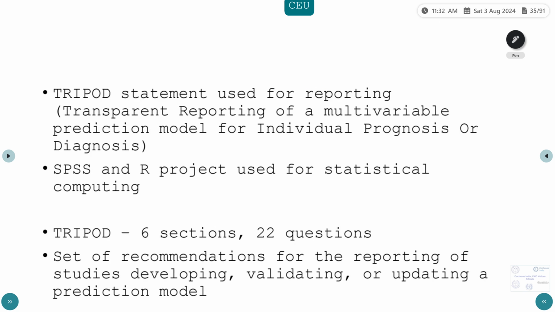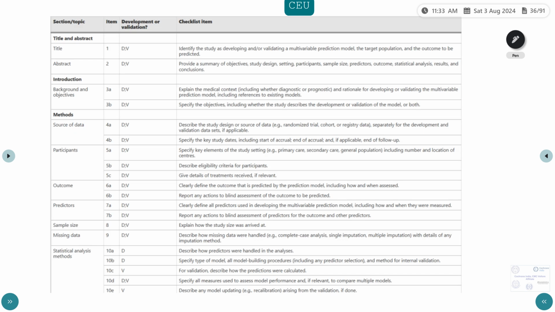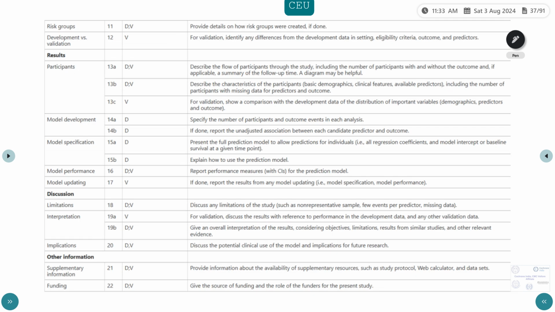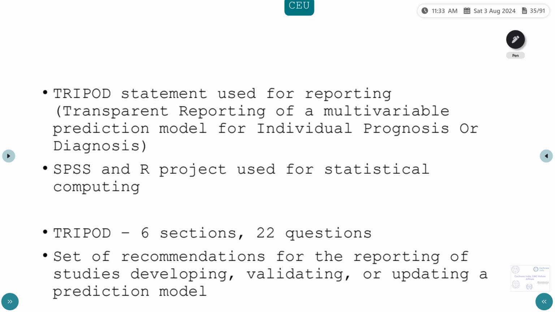Now the TRIPOD statement was used for reporting, which is a transparent reporting of a multivariable prediction model. This particular reporting statement has 6 sections and 22 questions. The 6 sections, I just put a picture which looks at each of these: title, introduction, methods, results, and the discussion. So this has been reported as per the TRIPOD statement. And they've used SPSS and R project for statistical computing.